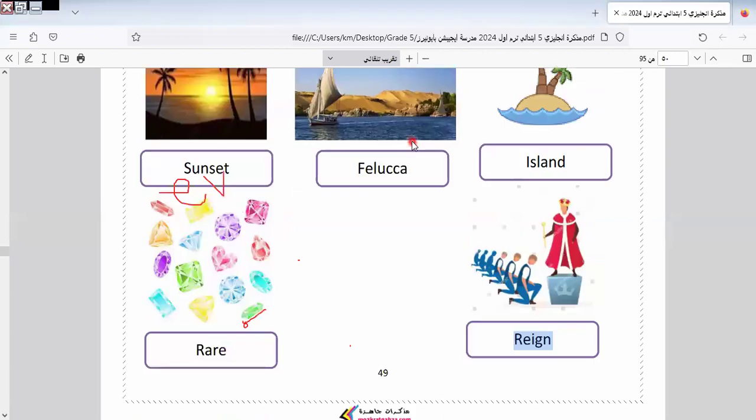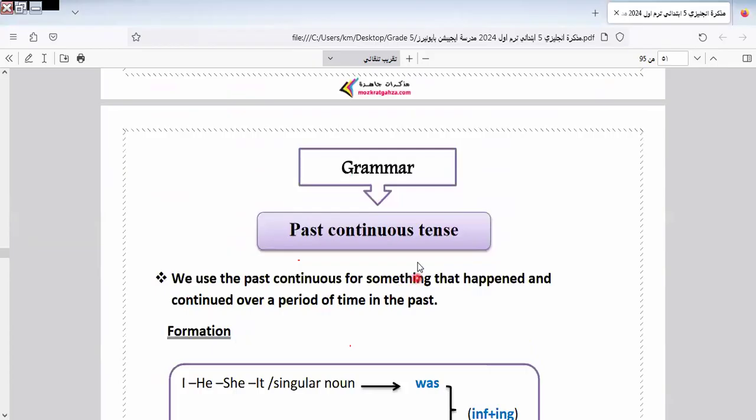Here we have Faluka. I think all of us know Faluka. Island. I think all of us know island. Rail. This is rail. We have here rail. Let's continue.